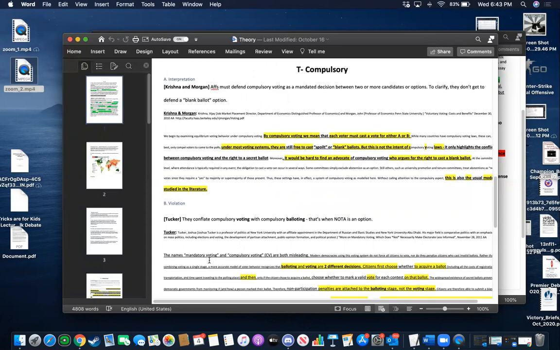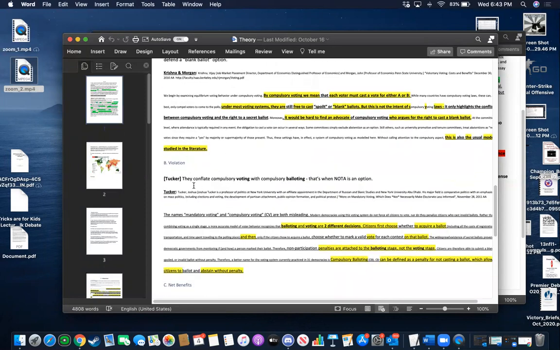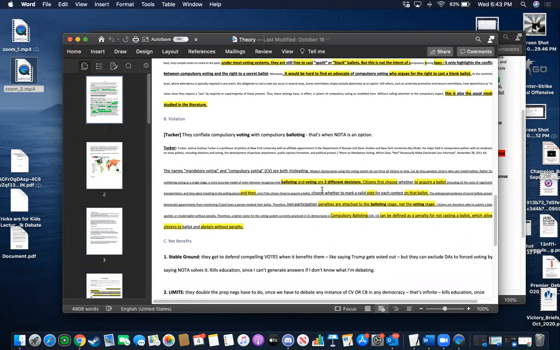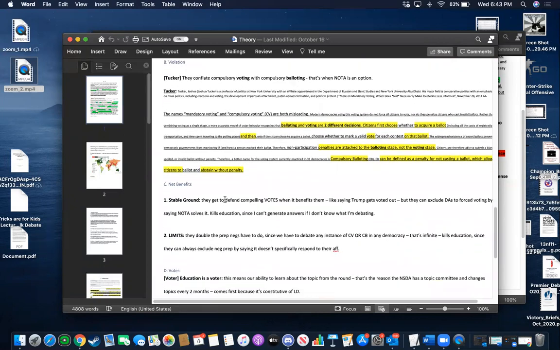And onto the violation, there's a card. They conflate compulsory voting with compulsory balloting. That's when none of the above is an option, and balloting and voting are two different decisions. Net benefits or standards, stable ground. They get to defend compelling votes when it benefits them, like saying Trump gets voted out, but they can exclude disads to forced voting by saying none of the above solves it. This kills education, again, links to voters, because since I can't generate answers, I don't know what I'm debating.